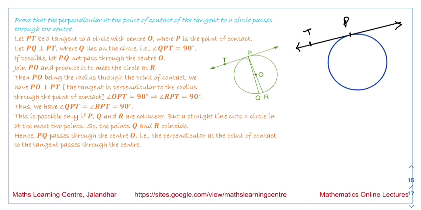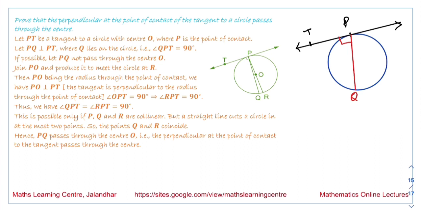We have to prove that the perpendicular at the point of contact to the tangent passes through the center. It is given that there is a perpendicular we have drawn over here. This is the perpendicular that we have drawn from this point of contact P, and we have to prove that this passes through the point O. Suppose this perpendicular meets the circle at this point Q, and it is not passing through the center.